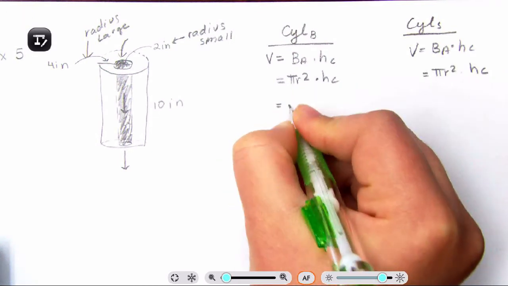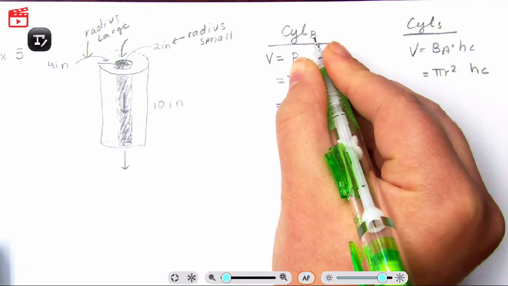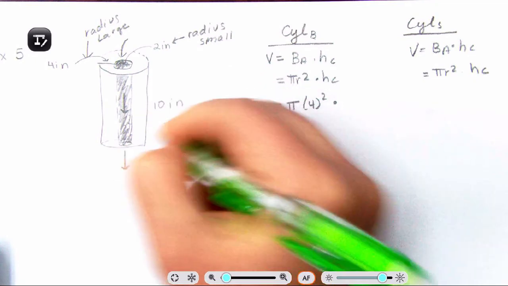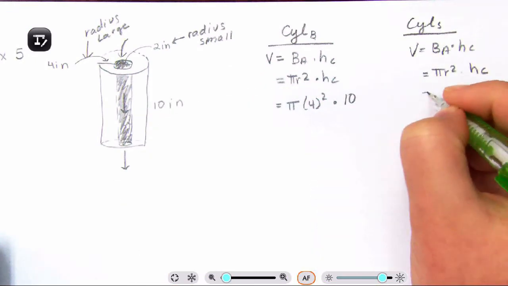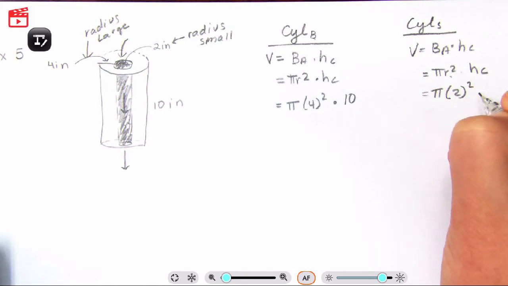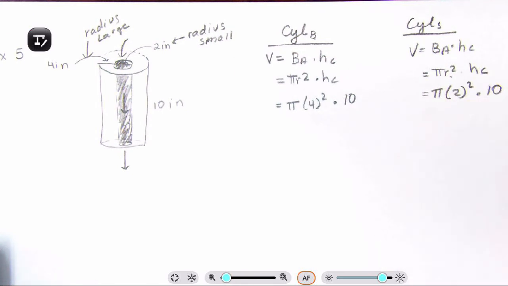So what is the radius of your bigger cylinder? We said that is 4. What is the height of the bigger cylinder? That is 10. Smaller cylinder, that is 2 for the radius. Height of the smaller cylinder is still 10.